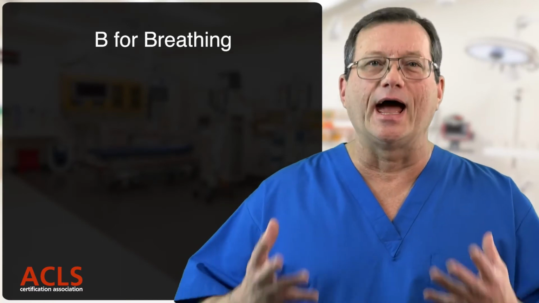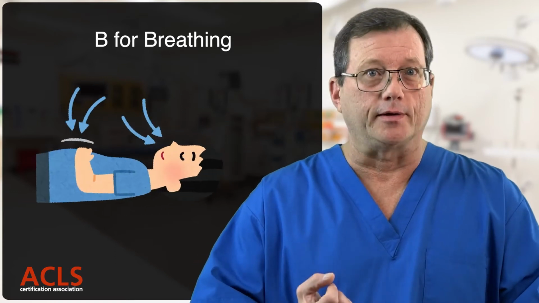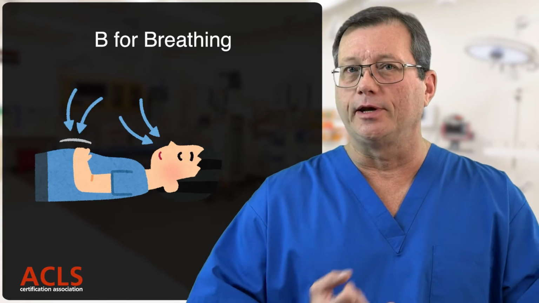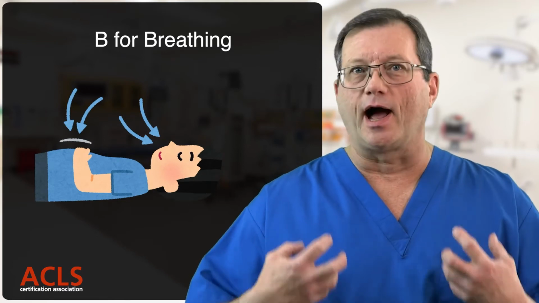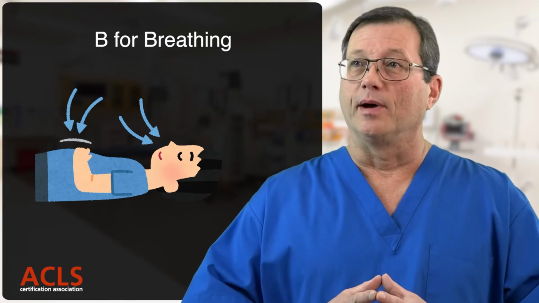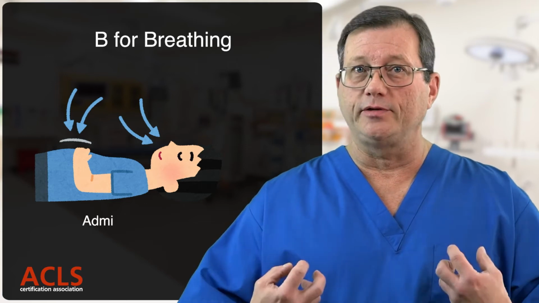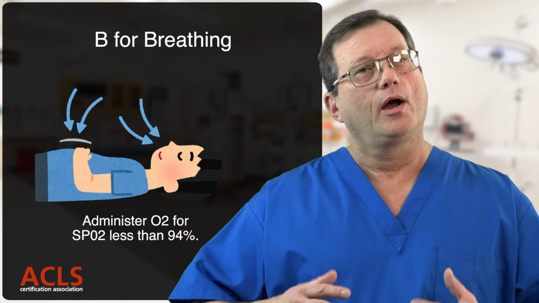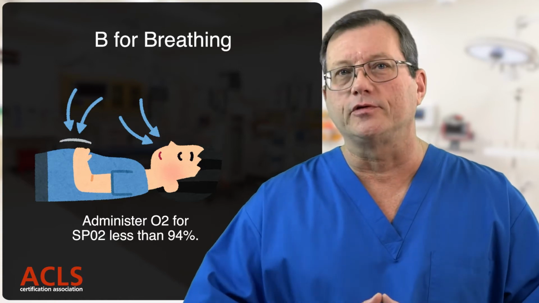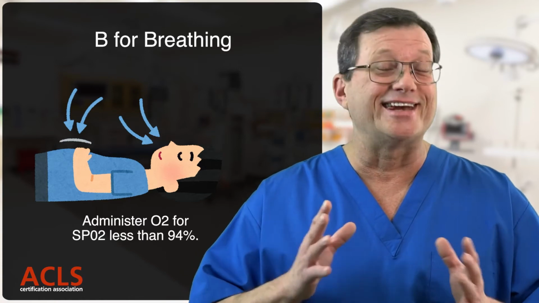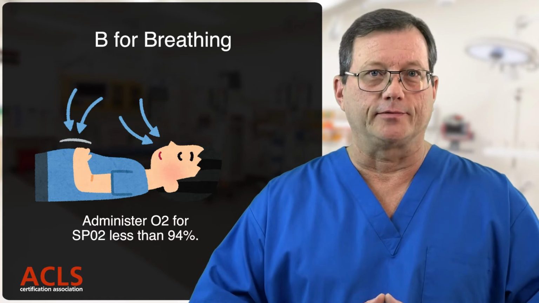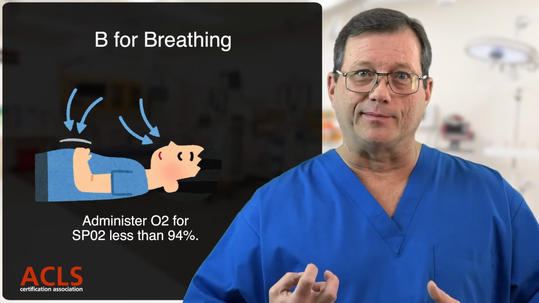Next in our primary assessment, B, breathing. Is the patient breathing? Are they breathing adequately enough? What are we looking for? Adequate breaths per minute. Are they breathing enough times per minute in their respiratory rate to adequately oxygenate themselves? Remember, we measure oxygenation with our pulse oximetry. And if they're breathing and their pulse ox is low, we're going to administer supplemental oxygen to achieve an SpO₂ between 94 and 99%.